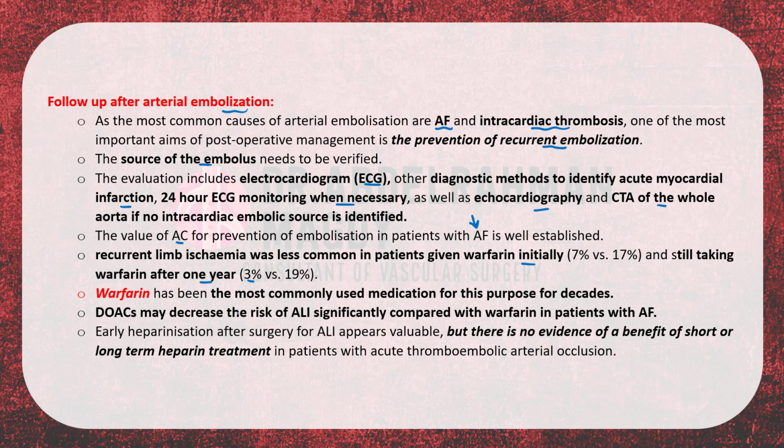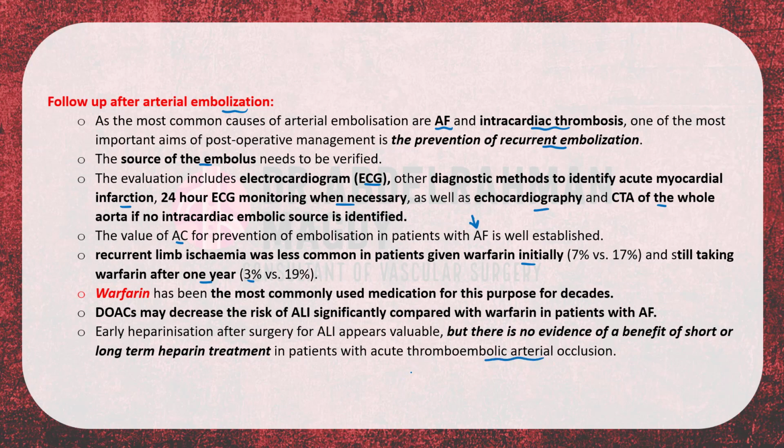And due to this cause, warfarin has been the most commonly used medication for this purpose for decades. Direct oral anticoagulants may decrease the risk of acute limb ischemia significantly compared with warfarin in patients with atrial fibrillation. Early heparinization also is a modality that can be used after the surgery for acute limb ischemia, but there is no evidence of a benefit of short or long-term heparin treatment in patients with acute thromboembolic arterial occlusion.